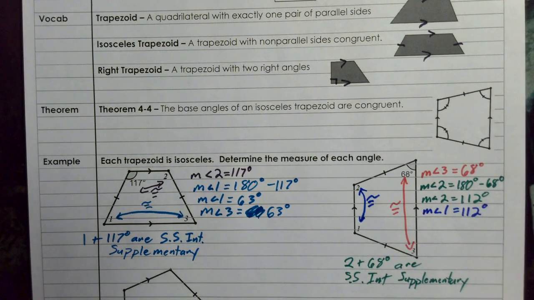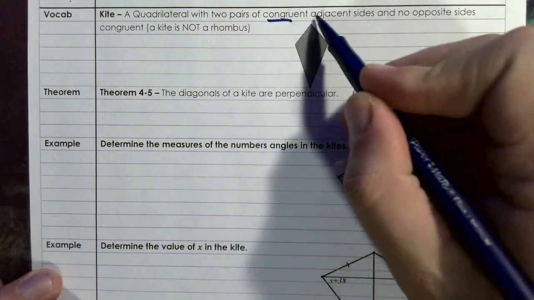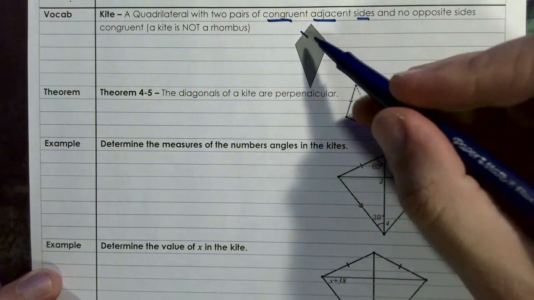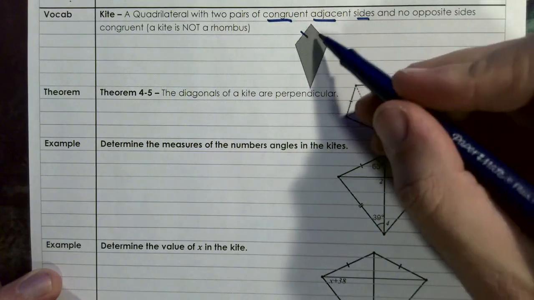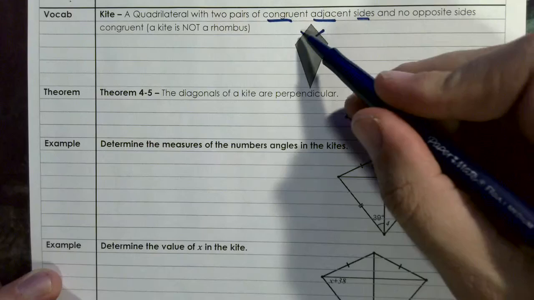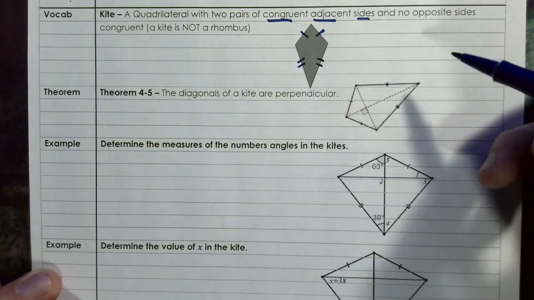And that's all done. Now, a kite is a quadrilateral that has two pairs of congruent adjacent sides. So this side is congruent, and we want one of the sides that's right next to it to also be congruent. And that happens two times. So these two are congruent, and these two are also congruent.